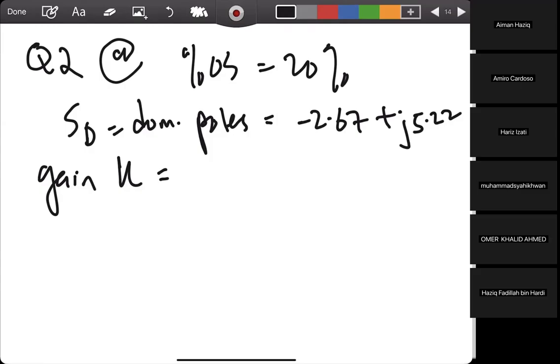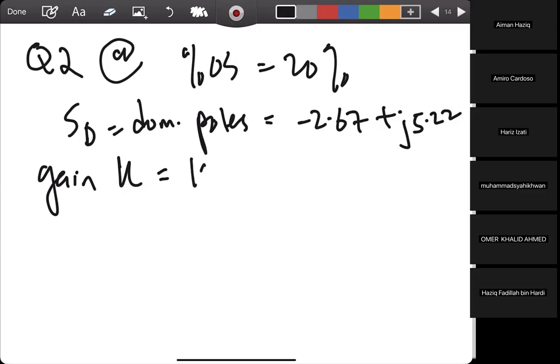Anybody? How to get gain? Use the dominant poles, substitute inside the formula. Which formula? Poles over zeros. Then put the dominant poles inside, then find the magnitude. The transfer function is not given. I thought it is given in the question too. It is given. I'm sorry, yeah, it is given. Question 2, sorry.